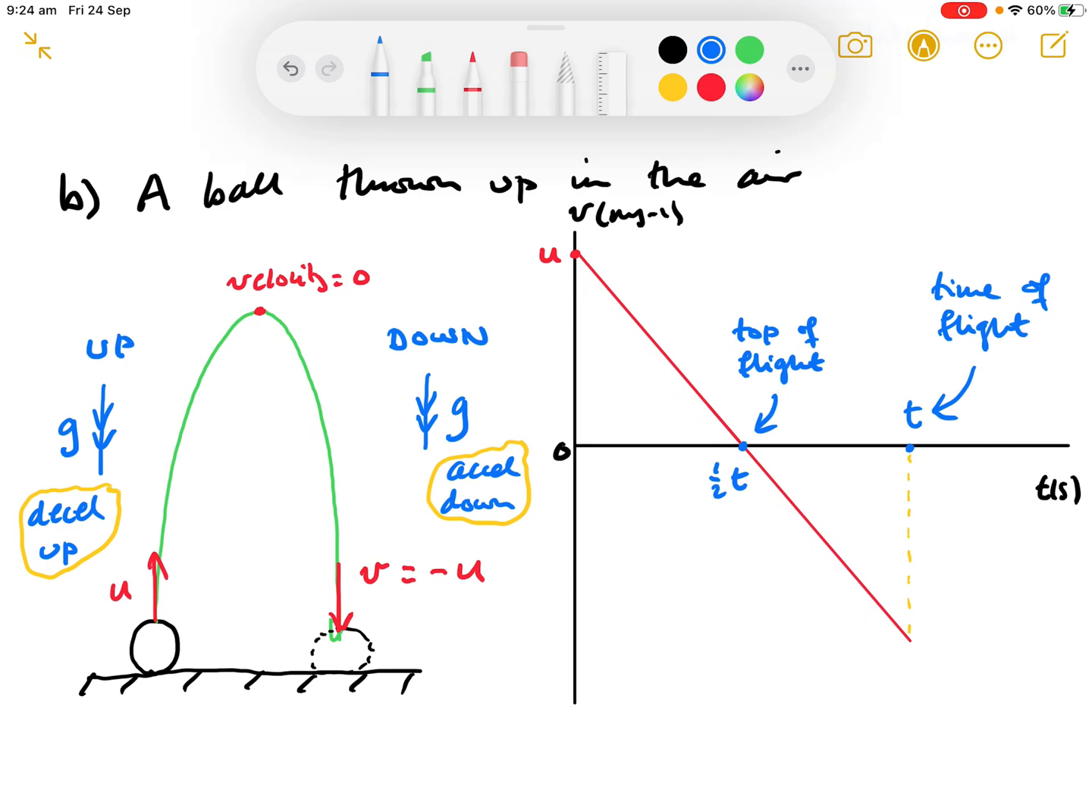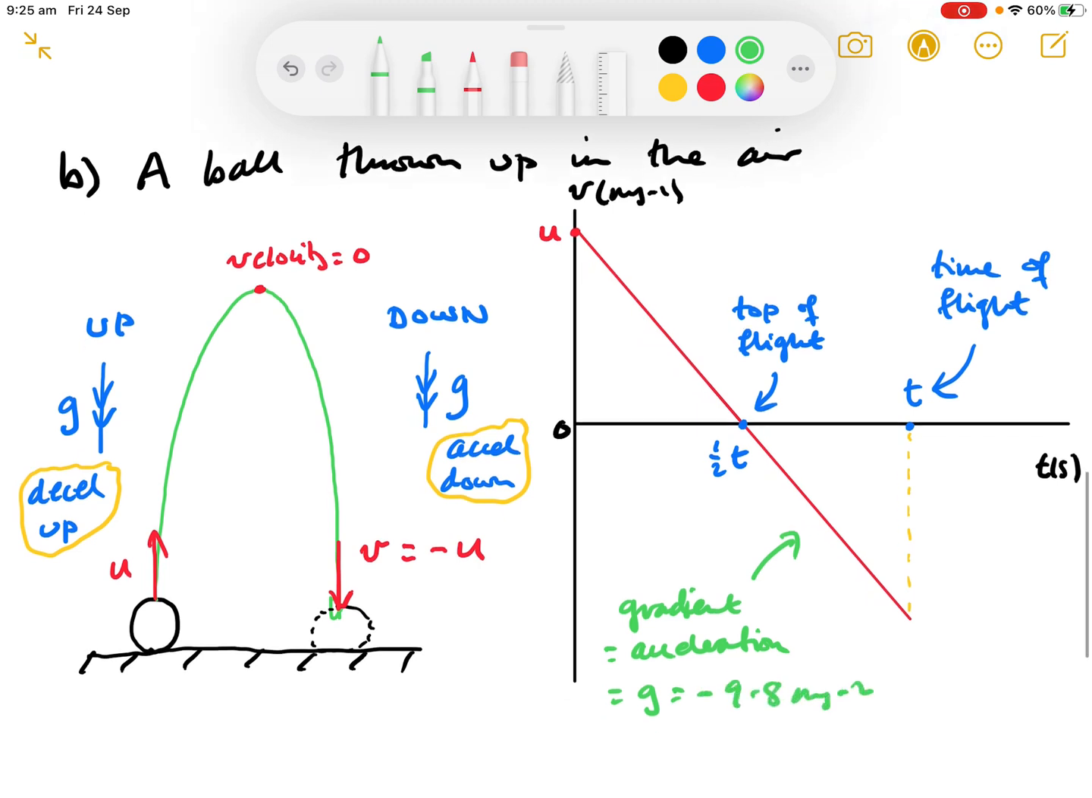Okay. Notice finally then, the gradient of a VT graph equals the acceleration, which at all times is g, which is minus 9.8 meters per second squared. Constant gradient, always negative, always sloping down to the right.